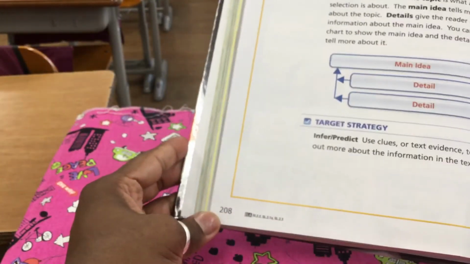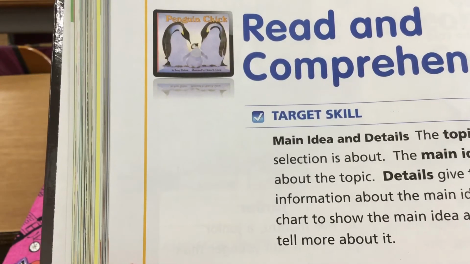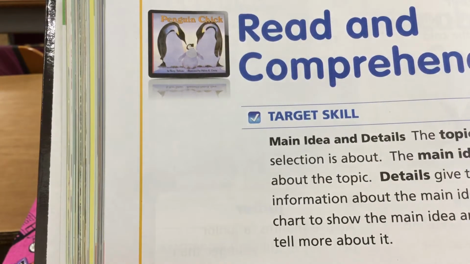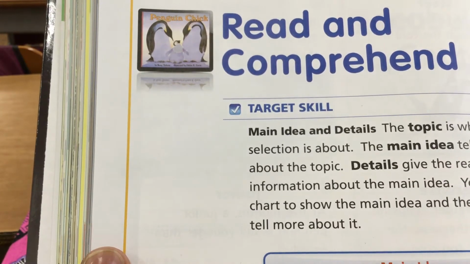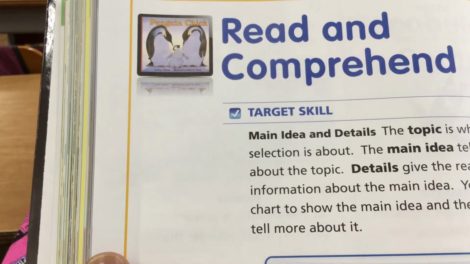I'm working on page 208. This is where I'm starting. The title of our story is Penguin Chick. You completed a few pre-reading activities last week. Today, we are going to read the story.